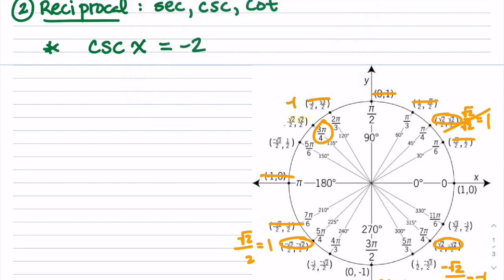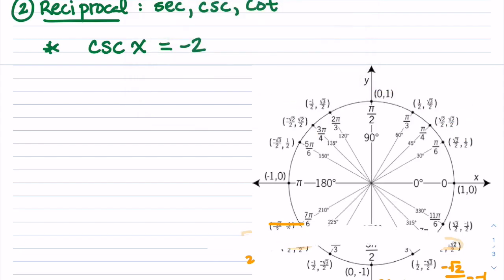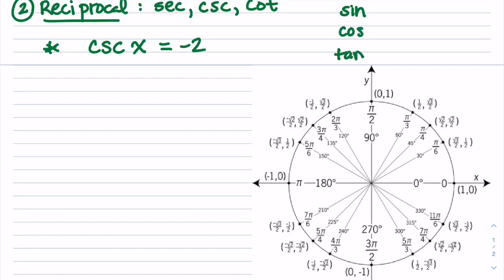Let me clean up our circle real quick. So cosecant is not on the circle, but if you remember who's related to who, let's do a quick review. So sine, cosine, and tangent. Let me give you a second to think, or just pause this real quick while you think. You should remember that sine is the reciprocal of cosecant, cosine is the reciprocal of secant, and tangent is the reciprocal of cotangent.